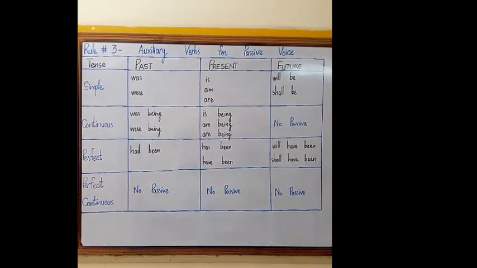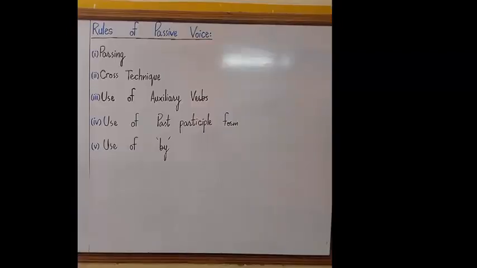You can have a look at them and you can memorize these auxiliary verbs, and later it will help you in converting an active sentence into passive sentence. As you can look at the board again, we have 5 rules for passive voice. Number 1, parsing, we have studied, I have explained you. Number 2 is cross technique, I have already explained you. Number 3 is use of auxiliary verb in passive sentences. I have recently explained you about the usage of auxiliary verbs in passive sentences.